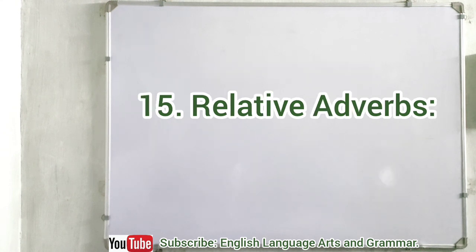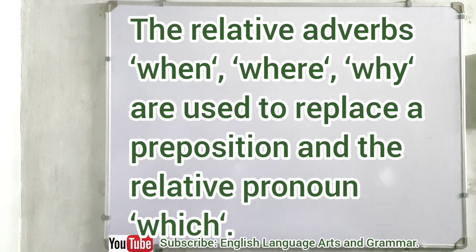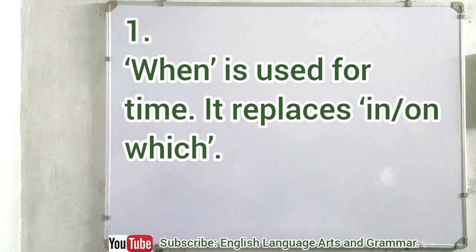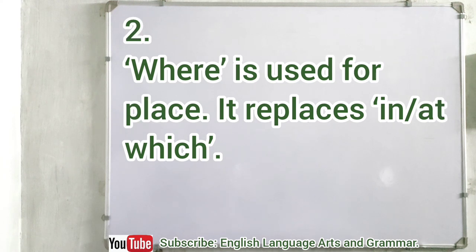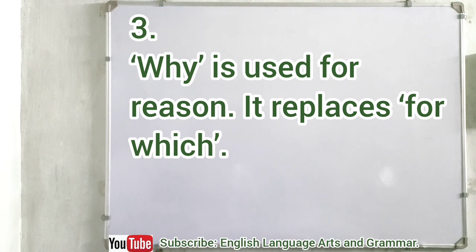Rule number 15. Relative adverbs. The relative adverbs when, where, and why are used to replace a preposition at the end of a relative pronoun which. When is used for time; it replaces in or on which. Where is used for place; it replaces in or at which. Why is used for reason; it replaces for which.